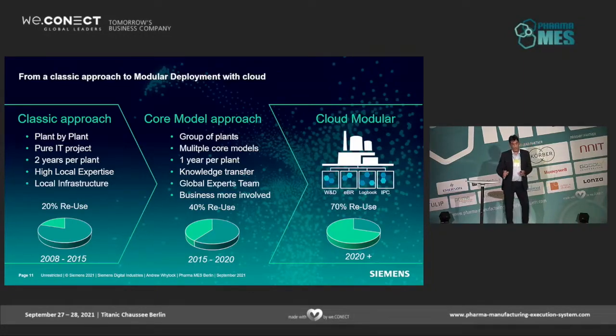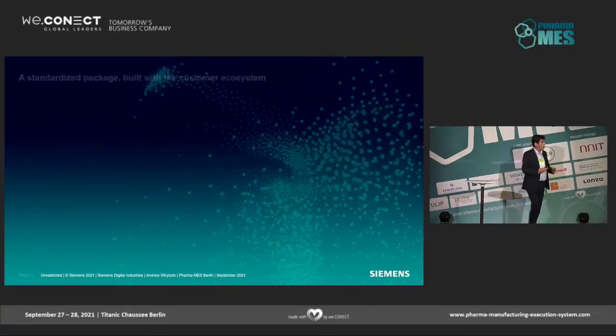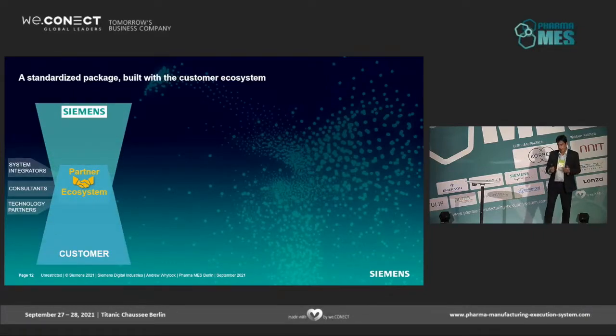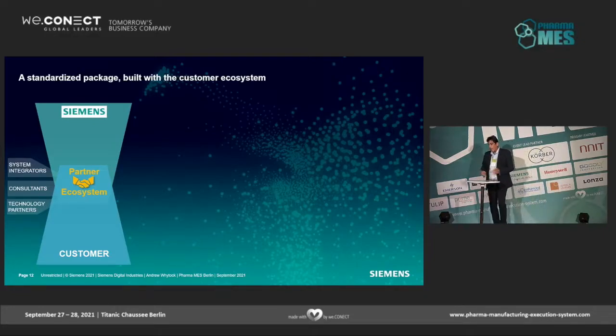And having more reuse through more standardization enables you to deploy a lot faster when you're talking about a global project. So how do we do that, or how is this project going, and how does that work? It's very much around the concept of an ecosystem, led by Siemens with the customer, but also very, very active, and probably they needed bigger boxes, to be honest, because they're really driving that, are the system integrators, the consultants, and the technology partners.